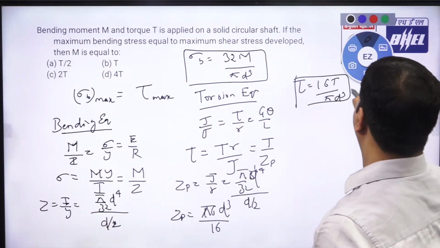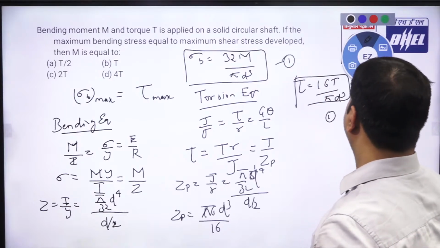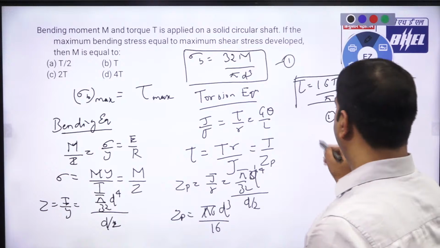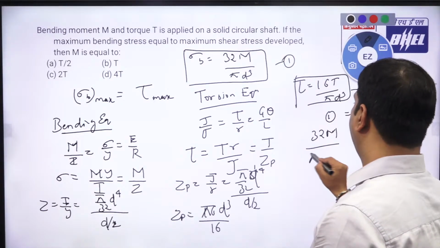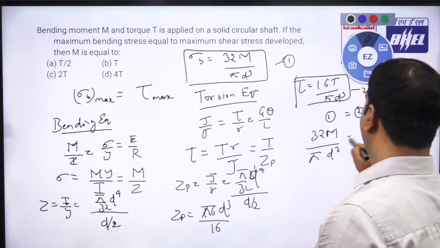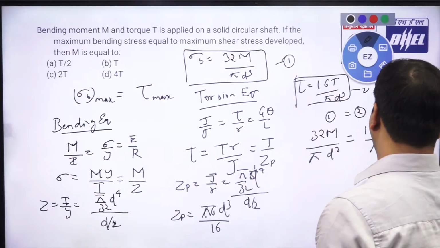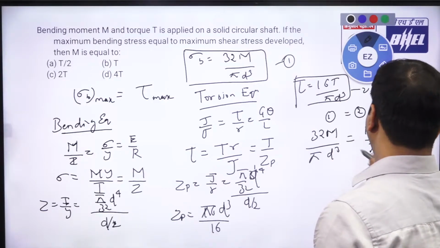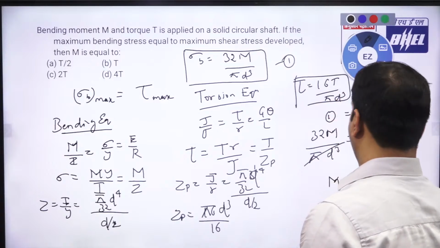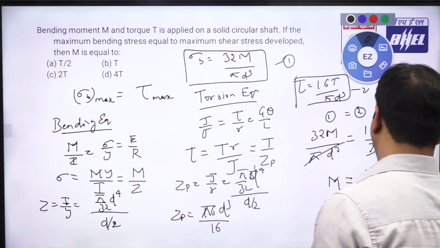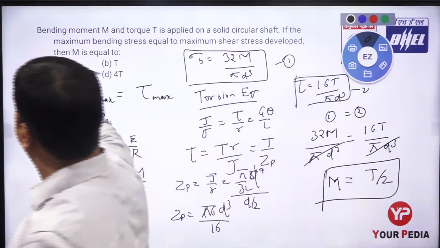So this is equation number 2, and this is equation number 1. Just equate first equals second. So 32 M upon pi d cube equals 16 T upon pi d cube. This cancels each other. So M is equal to T by 2. The answer is A.